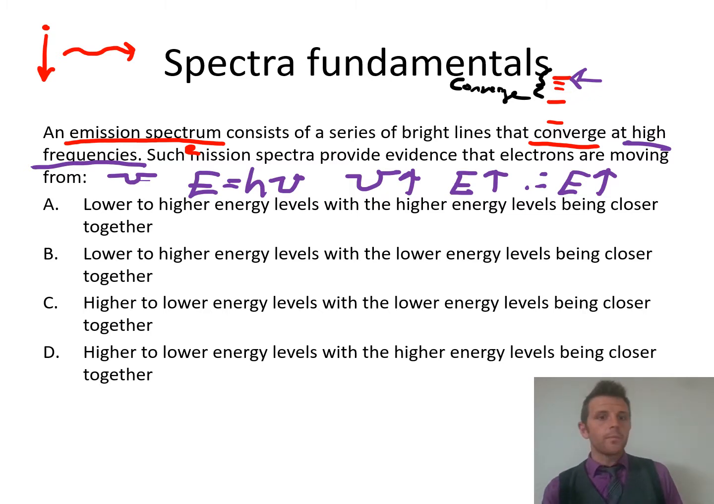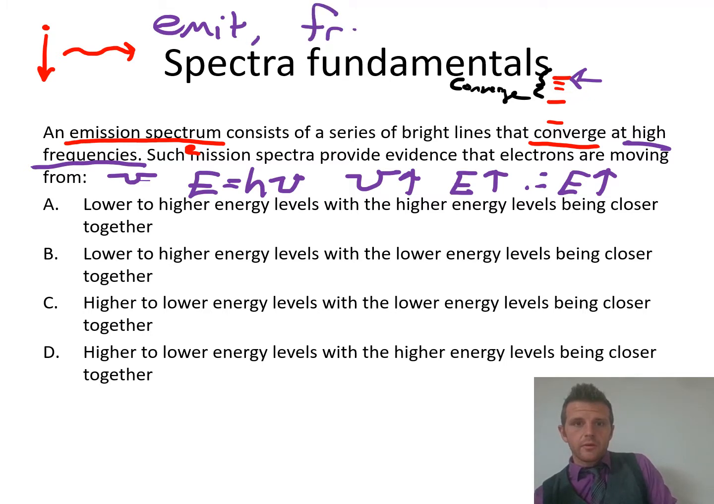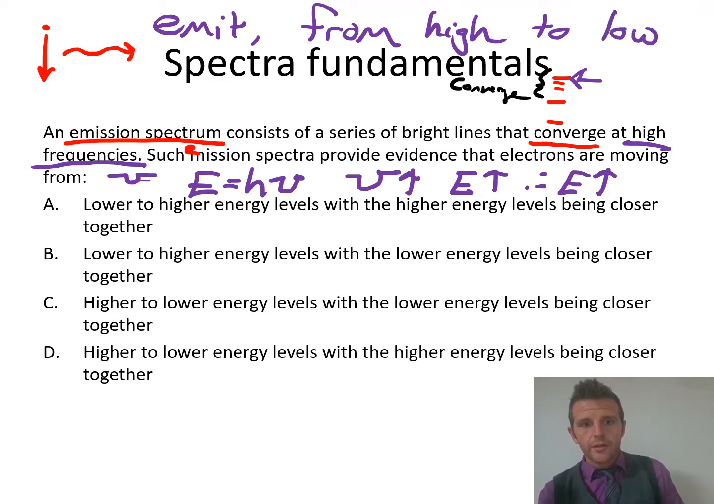So the emission spectra consists of a series of bright lines that converge at higher frequencies. Such emission spectra provide evidence that electrons are moving from higher energy levels to lower energy levels. For sure that, because in order to emit, we need to go from high to low. So from higher energy levels to lower energy levels.